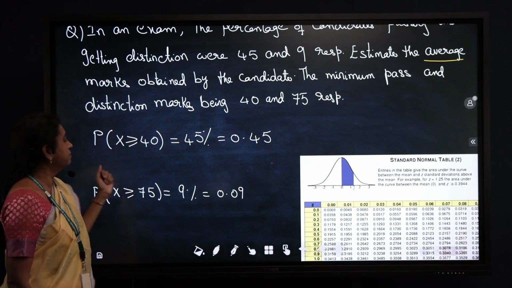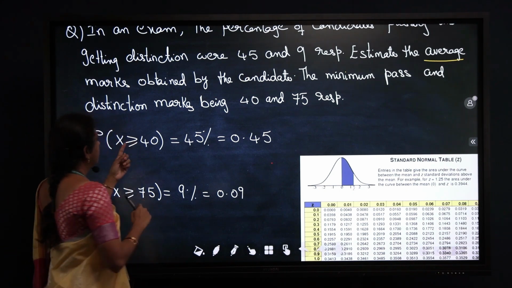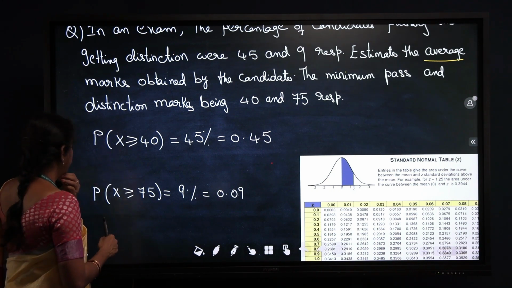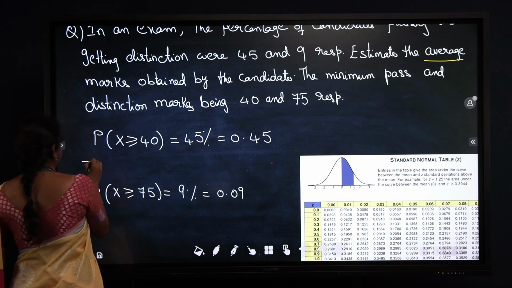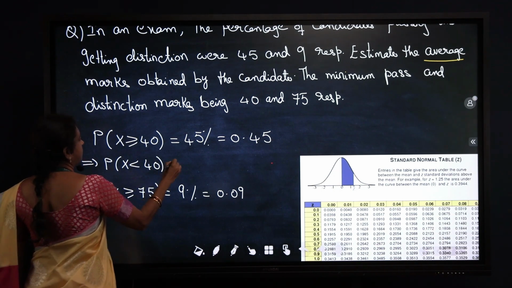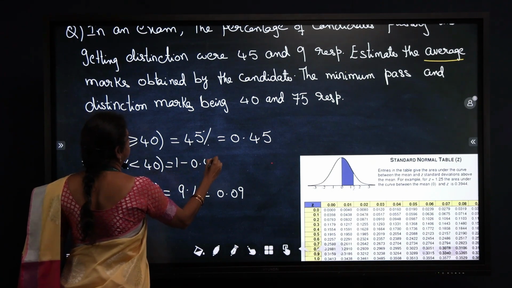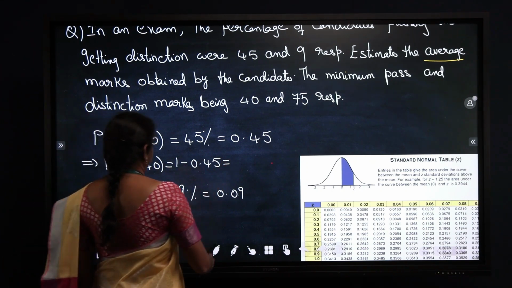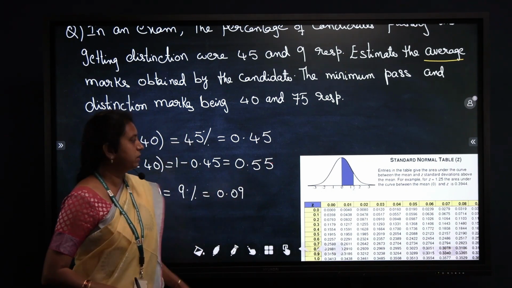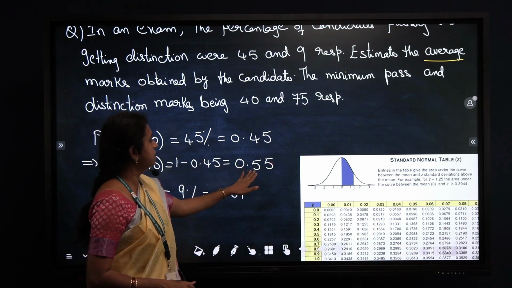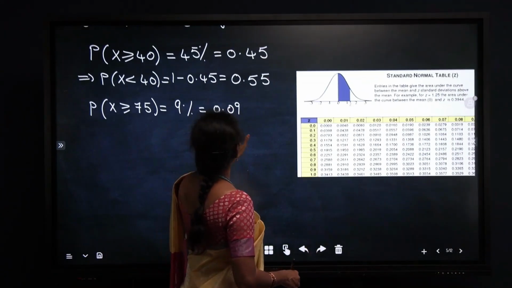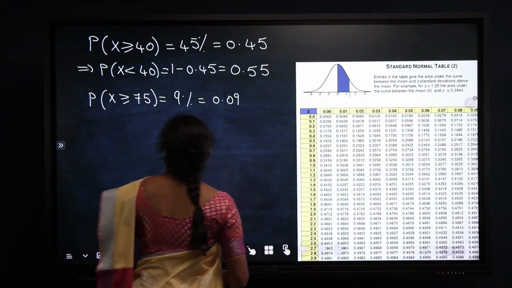Right? So to make it simple, here I'll find out less than 40, or we can find less than 75, any of them. So if I take probability of x less than 40, this implies probability of x less than 40 will be 1 minus 0.45, which is equal to 0.55. So same like the previous problem, here again area is given as 0.45 and 0.09. So we'll first plot the graph like the previous problem and then see the difference.